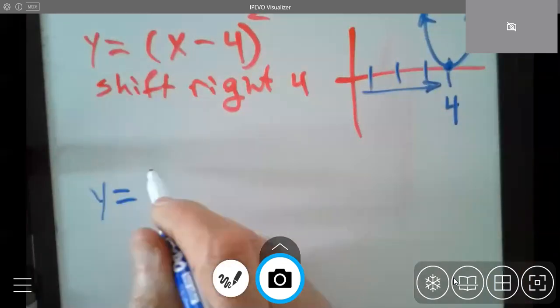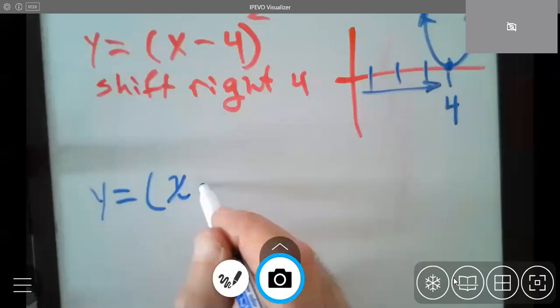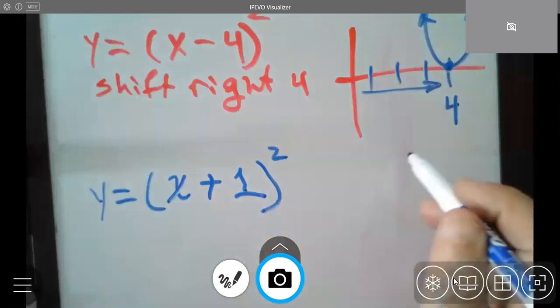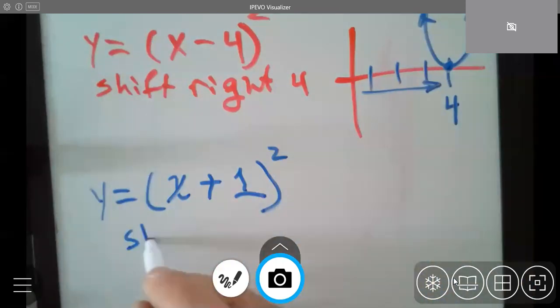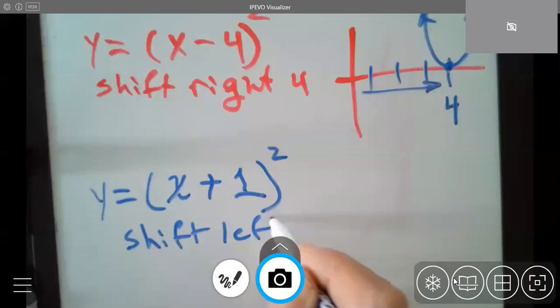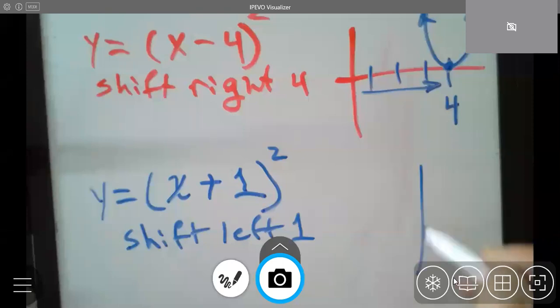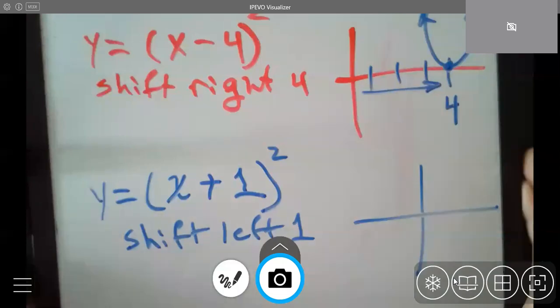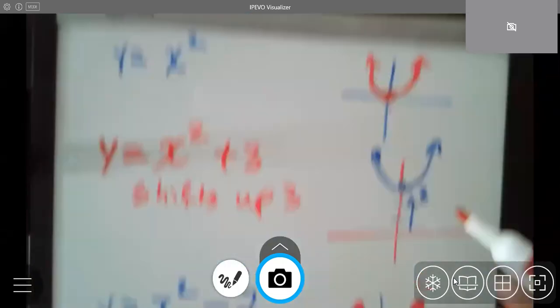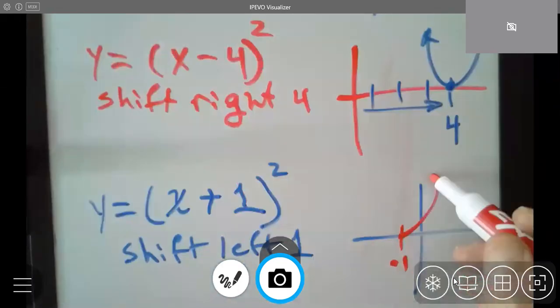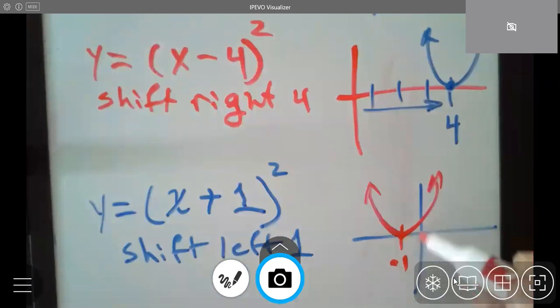shift the other way. y equals 2x plus, let's say, 1 squared. Now this is going to shift left because it's opposite inside. So that means the vertex is going to be at -1. And everything else shifts with it. Okay? Questions there?